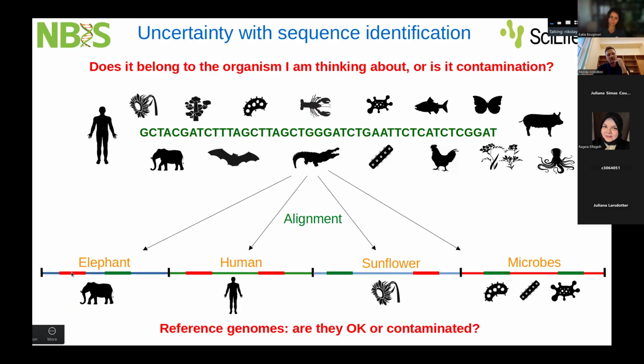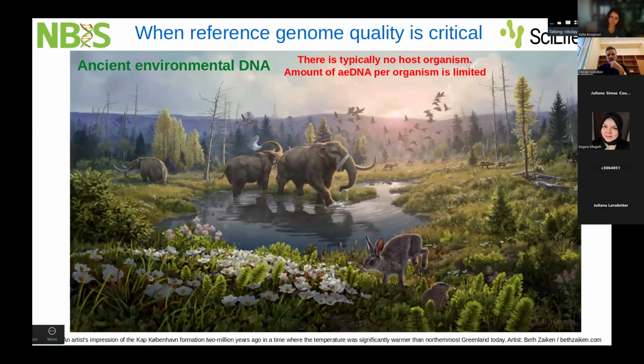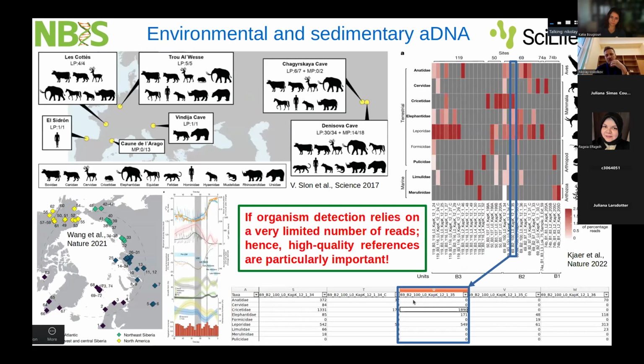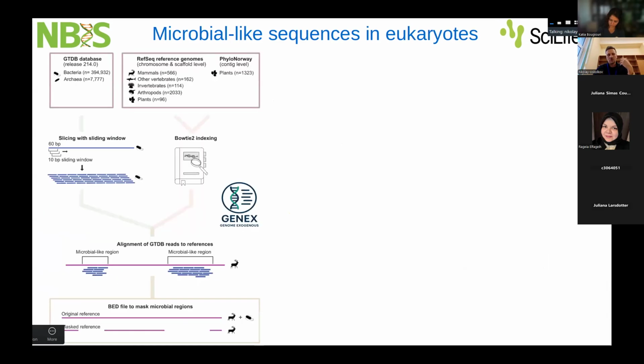We believe that this is a valuable resource for the community to potentially mask this region. So if you suspect that your reference is not clean enough, and you're operating with very few reads, maybe you're doing environmental or ancient DNA research, I think it would be very valuable to use our bed files with coordinates of exogenous regions, and mask the reference genome of your favorite organism.